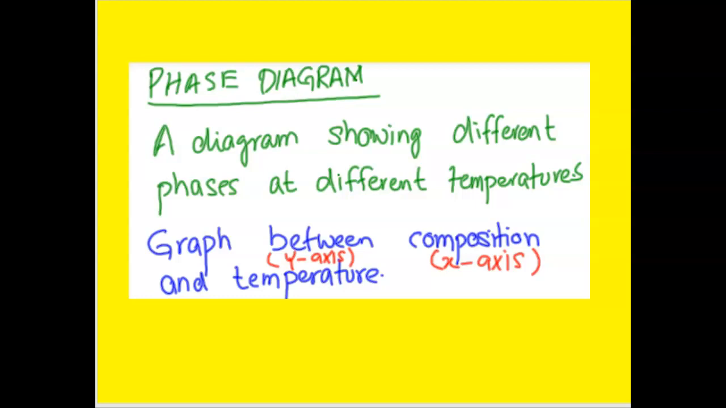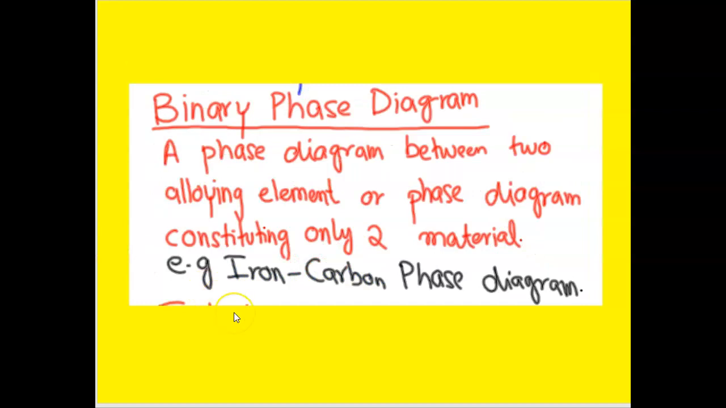Now we are going to have a look at only binary phase diagrams. Now what are the binary phase diagrams? Binary phase diagrams are the phase diagrams between two elements, two alloying elements. So for example, the one we will investigate is the iron-carbon diagram, which is the binary phase diagram between iron and carbon.